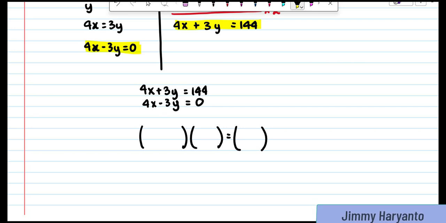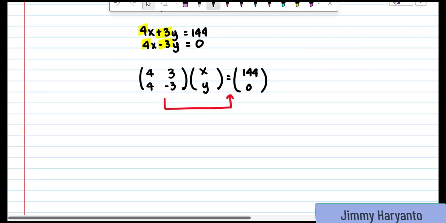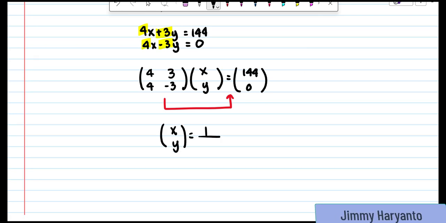So take a look at this. 4, 4, 3 and negative 3. It will become the 2 by 2 matrix like that, and then the x and y will be right here, and then the 144 and 0 will be right there. After this, you have to use the inverse. You move this to the right hand side. You will have x, y equals the inverse of the matrix, which is 1 over the determinant, negative 12 minus 12, times the adjoint.